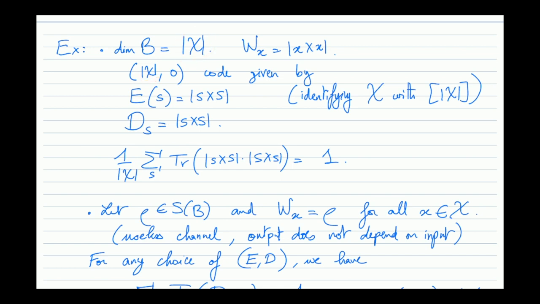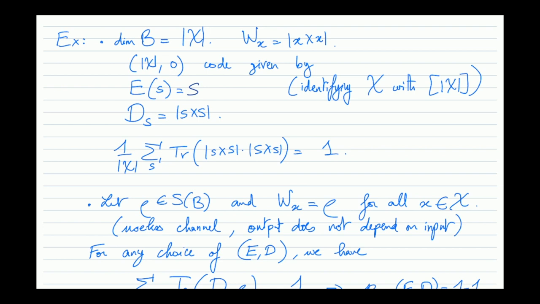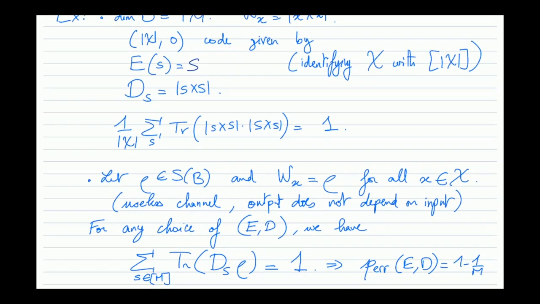I encode E of s to, this shouldn't be E of s, because the input is classical, so I should have said just s. The decoding POVM D_s is just I project onto s. It's very easy to check in this case that the probability of success here is equal to 1. Good. So that was one end, a perfect channel.